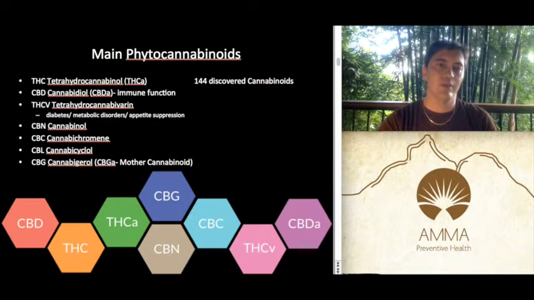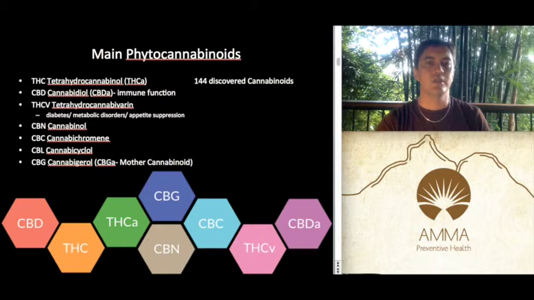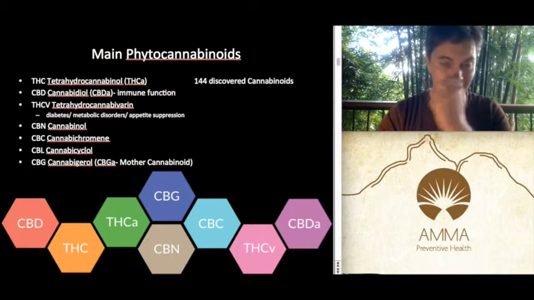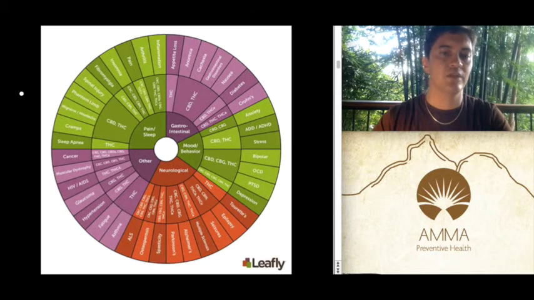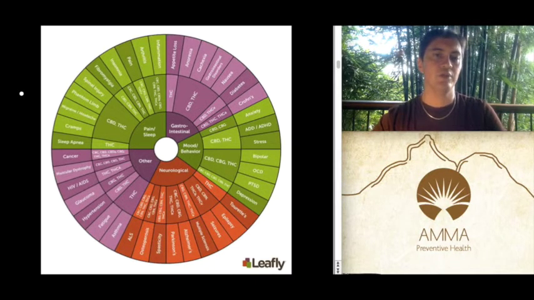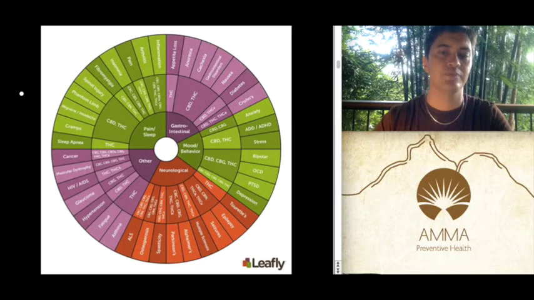So here we go again, the main phytocannabinoids: tetrahydrocannabinol, cannabidiol, tetrahydrocannabivarin, cannabinol, cannabichromene, cannabicyclol, and cannabigerol. So these are the other main phytocannabinoids found in the cannabis plant. And this is just a diagram indicating the various cannabinoids and their medical uses, which we'll cover more later.